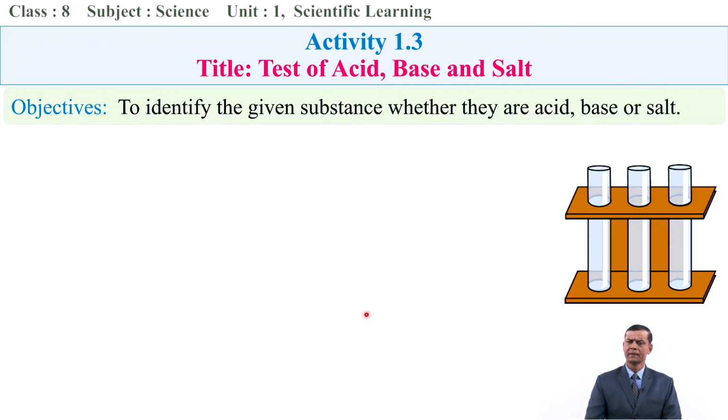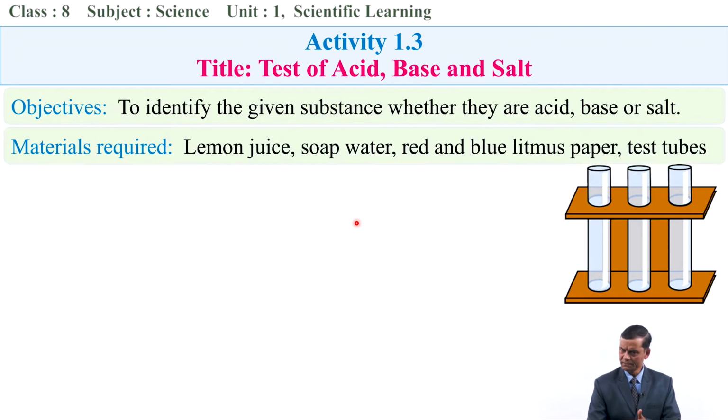We have to manage some of the items for that. The objective of this activity is to identify the given substances, whether they are acid, base or salt. We will have some substances and we have to test them. The materials are lemon juice, which we have to prepare, then soap water. Then we need red litmus paper, blue litmus paper, test tubes, and even a beaker can also be used. Yes, these are the materials required.